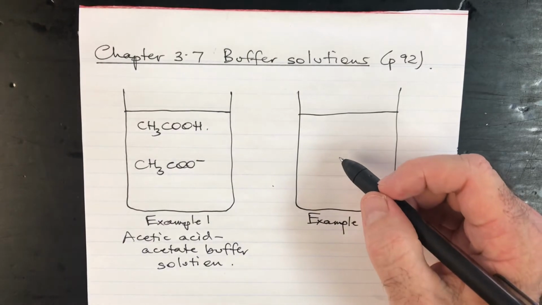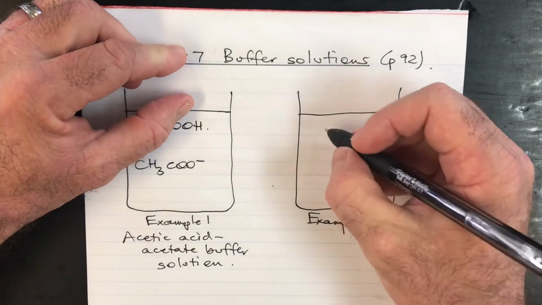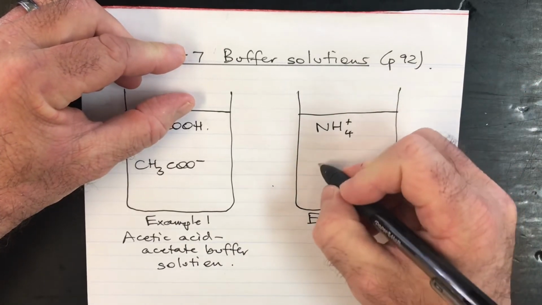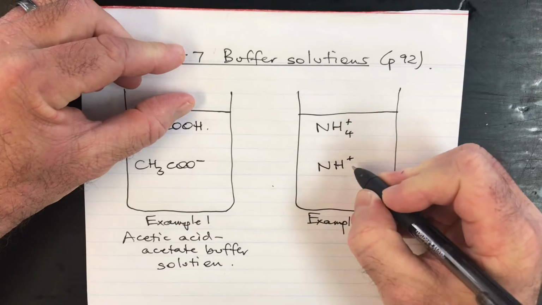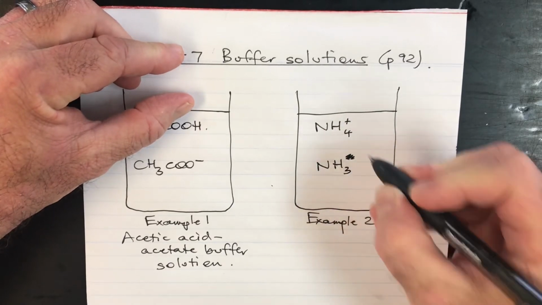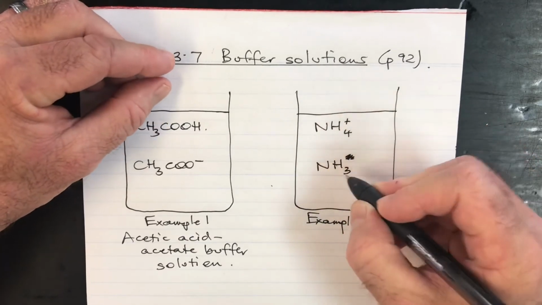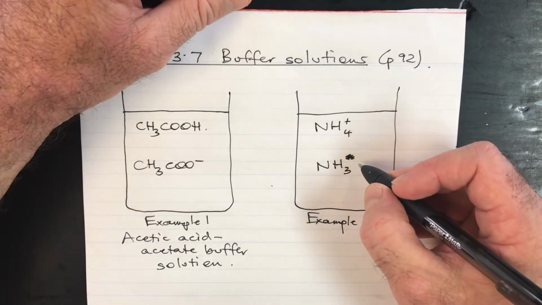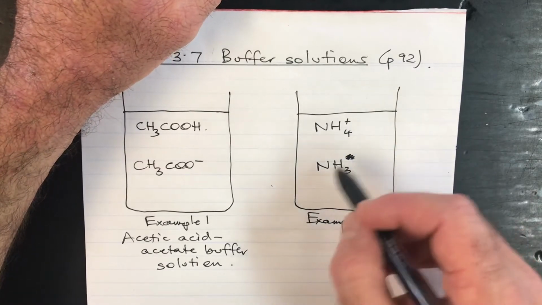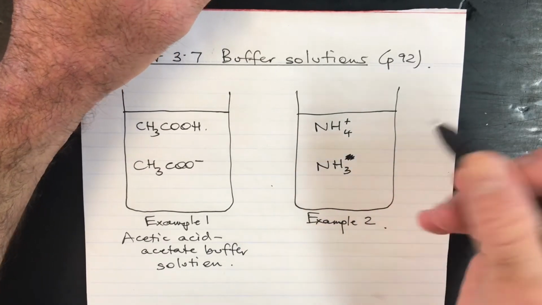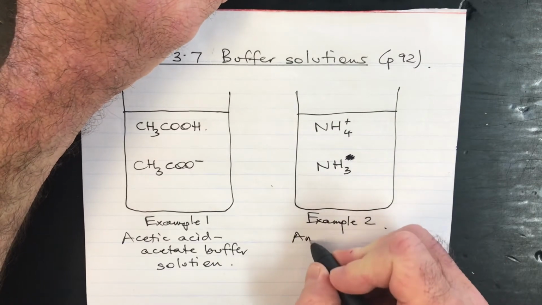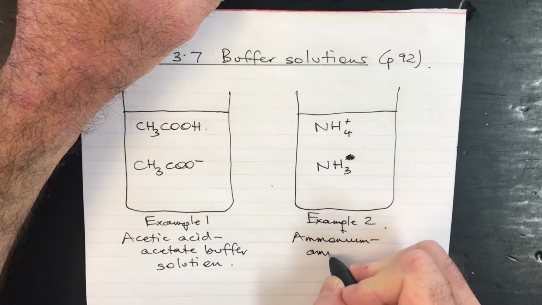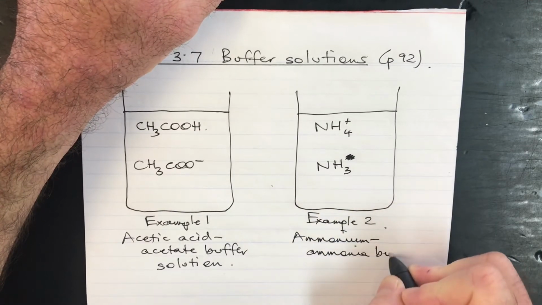Let's give another example here. Another common example is the ammonium and ammonia. Oh, sorry, no charge there. The ammonium ion, that's the ammonium ion, and that's the ammonia molecule. And that can exist in the aqueous phase. So this is the ammonium, ammonia buffer solution.